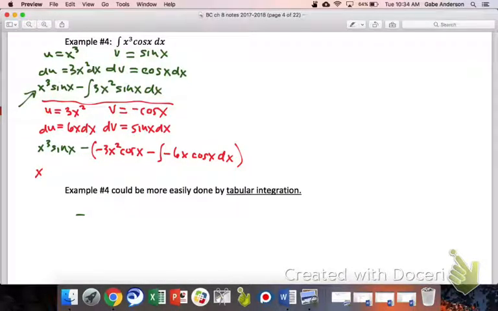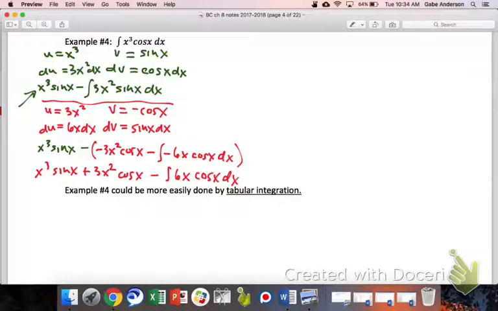Okay, now I'll clean it up a little bit. I'll make it x cubed sine of x plus 3x squared cosine of x. And with all those minuses, there's really 3 of them because there's the green minus and then the 2 red minuses. It'll be minus the integral of 6x cosine of x dx. Okay, still hanging in? Okay. So good news is we're almost there.